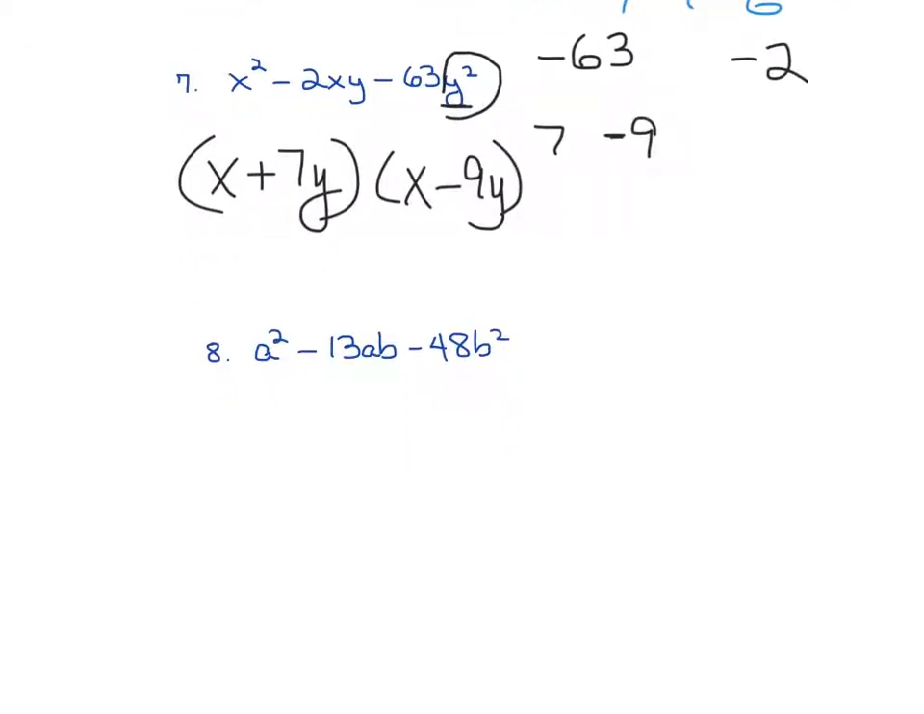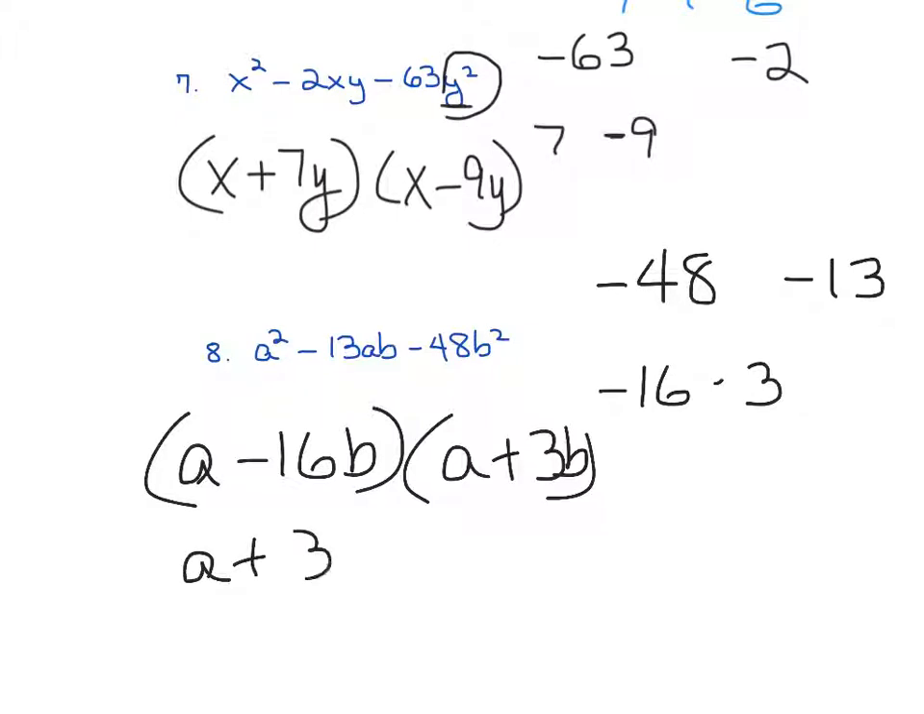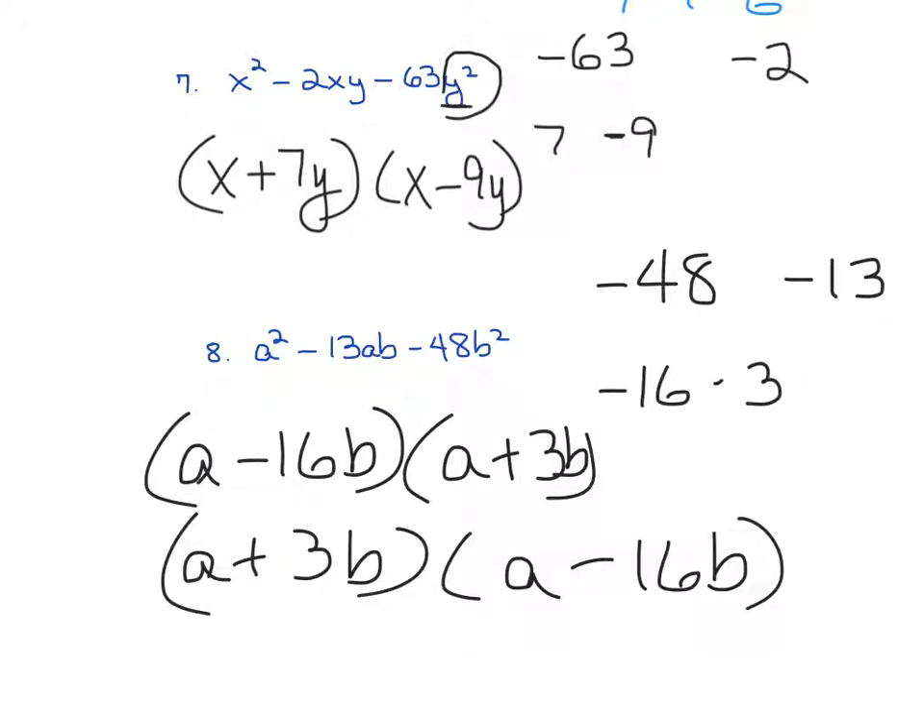And then the last one for today, because we'll finish the harder trinomials on Wednesday. This one I'm looking for factors of negative 48 that will give me negative 13. Now there's quite a few factors of 48. You already know what they are? What is it going to be? Negative 16 and 3. Beautiful. So A minus 16, and don't forget about the B, and then A plus 3. And again, you could put the A plus 3B first and the A minus 16B second. It doesn't matter.